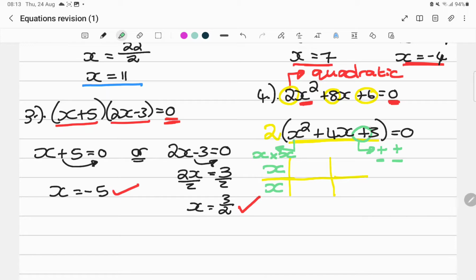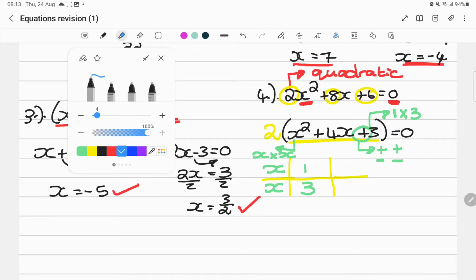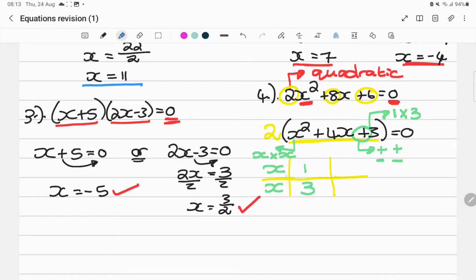Then you're going to take your last term, which is 3, and ask yourself, what times what gives me 3? Now this is the easy one. I only have 1 times 3. So I'm going to put my 1 there, and my 3 there. And now I am going to cross multiply, meaning I'm going to say x times 3 gives me 3x, and x times 1 gives me x, or 1x, that's the same thing.